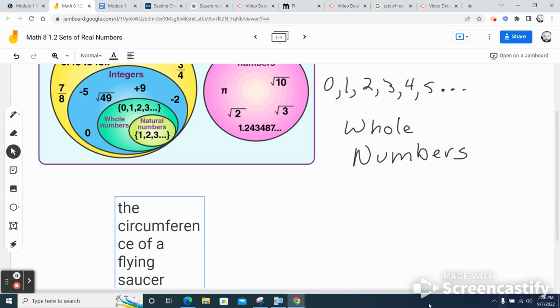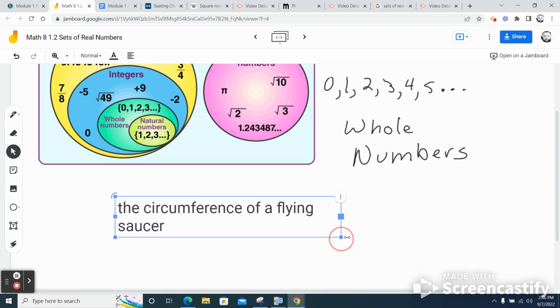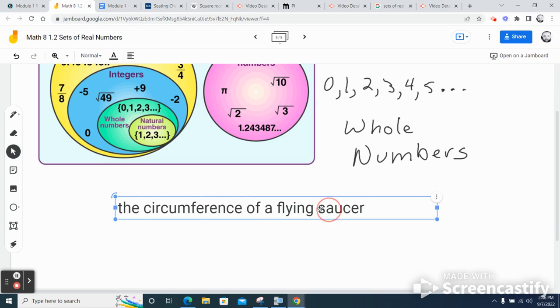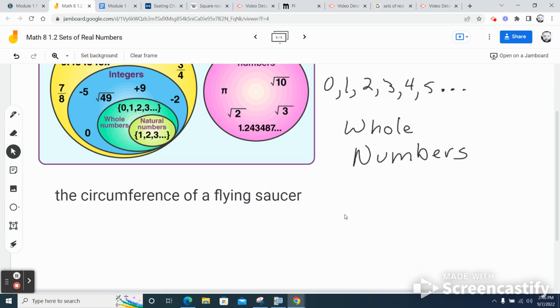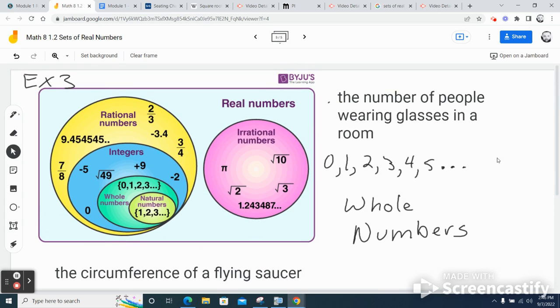Well, I don't know if they mean spaceships. It could be like a frisbee. So let's think about that one. How do we calculate the circumference? Does anybody here remember that number or that formula? How do you calculate the circumference?